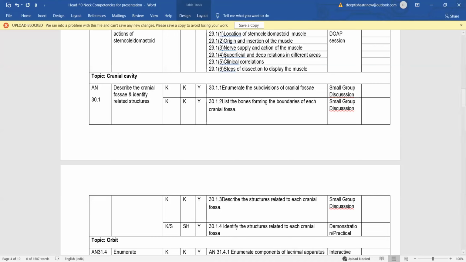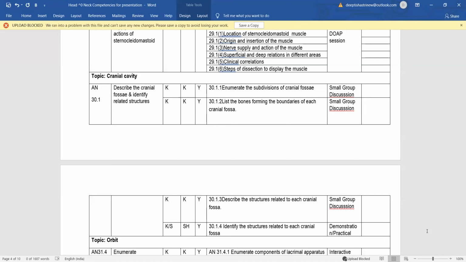Absolutely right, ma'am. Dr. Saikar? Yes, ma'am. Just want to know one thing, can we put K/S in the domain of competency number 30.1.4? Yeah, sir, I would like to address this. For identifying the structures related to each cranial fossa, you should have the inherent knowledge of the structures, then we can identify. So the domain's knowledge and skill both come under that objective, I felt.